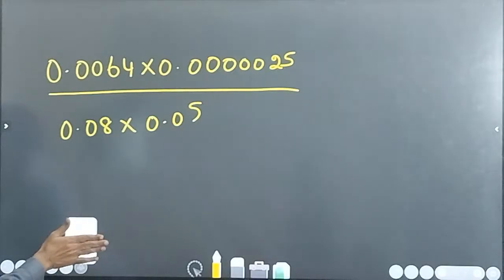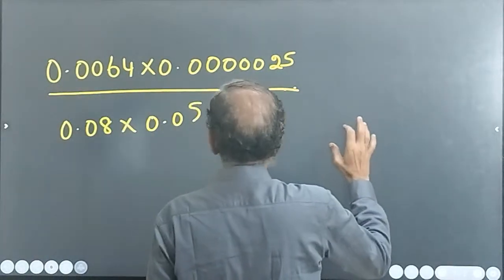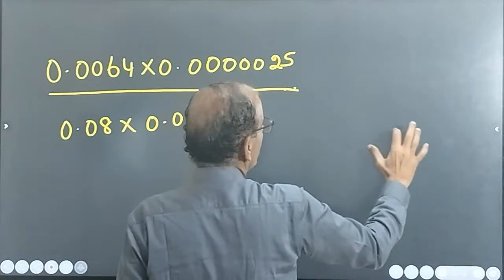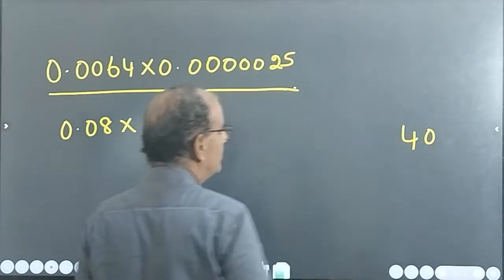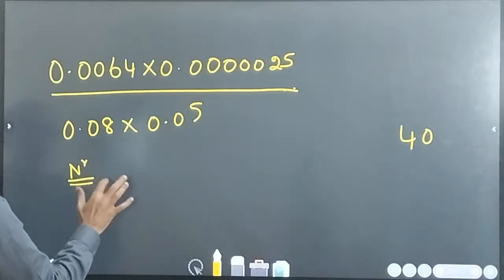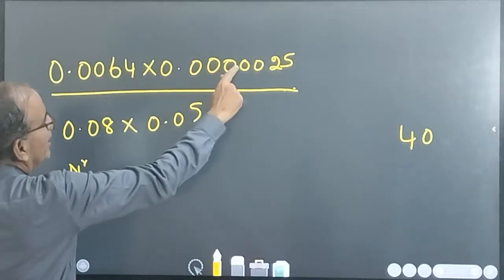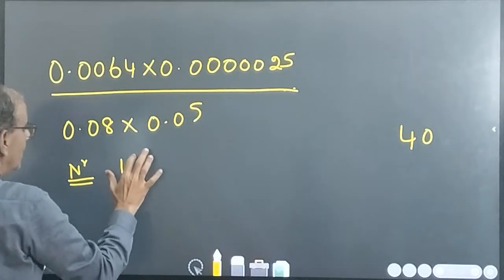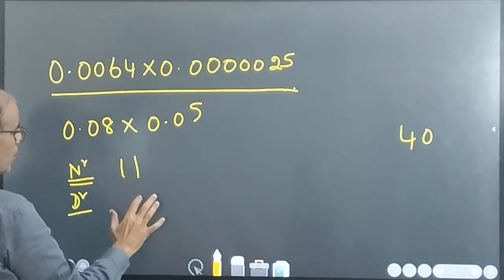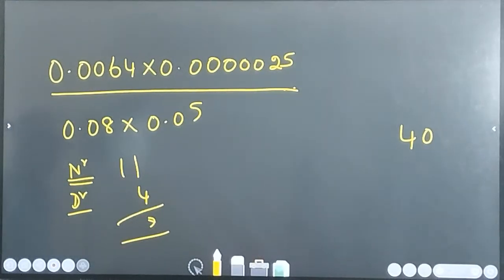Okay. Suppose this one you have to simplify. Just like the previous question, 60/80, how much answer you got? You got 40. You write that 40 here. Now you take the numerator. How many digits are there? 1, 2, 3, 4, 5, 6, 7, 8, 9, 10, 11. Denominator: 1, 2, 3, 4. How much is the difference? The difference is 7.